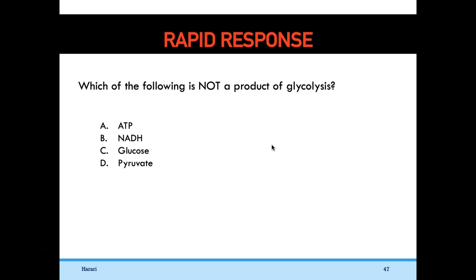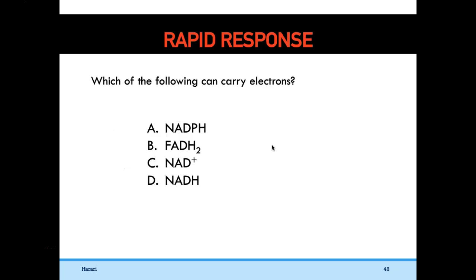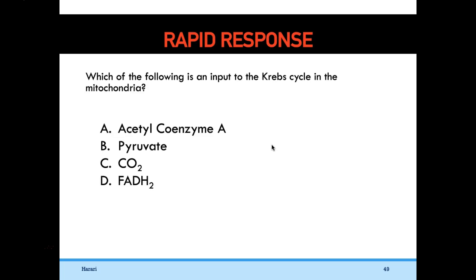Which of the following is not a product of glycolysis? The answer is C, right? Glucose is a reactant. Which of the following can carry electrons? The answer is C. Which of the following is an input to the Krebs cycle in the mitochondria? The answer is A, acetyl coenzyme A.